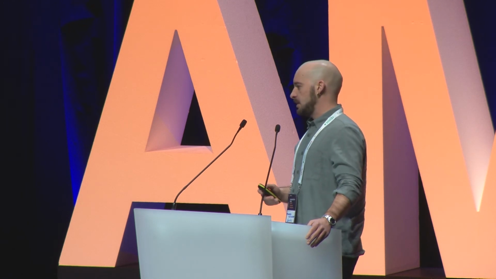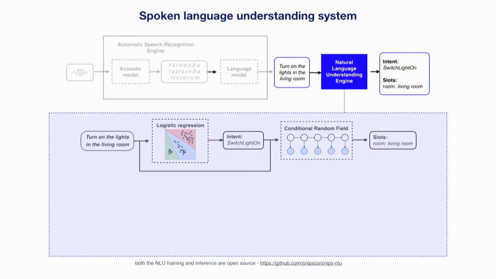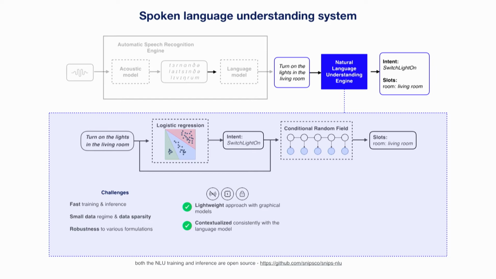And then the other part is the NLU, as I told you. Again, here are some challenges. So we needed it to be fast at training. We needed it to be trainable with a small amount of sparse data, and we needed it to be robust to different formulations. And so essentially what we did is kind of the same thing.